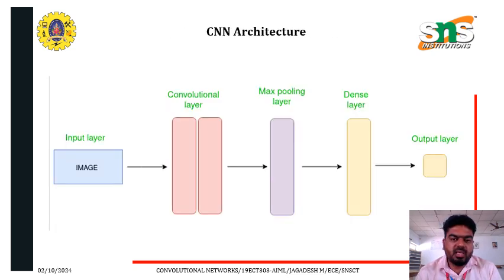So this is the CNN architecture. Here we have an input layer, for example, if you take an image. The next layer is the convolutional layer. Then the next one is the maximum pooling layer. Then the dense layer. Then the output layer. So this is the simple architecture of CNN.